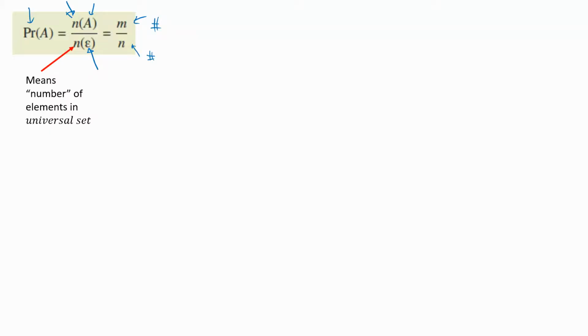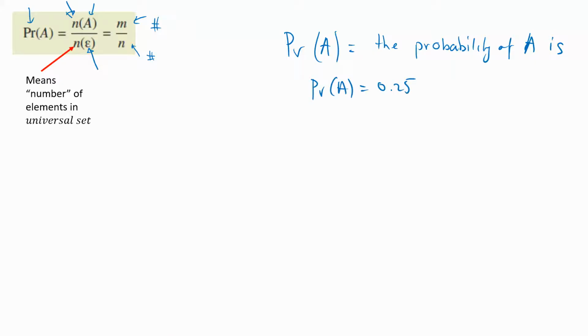Pr is our way of saying probability of A. Sometimes I've seen my Year 11s, from last year and this year, writing the probability like this. And that tells me they haven't yet learnt the notation. When you write Pr of A, it just means the probability of A is. That's what you're really saying. So if I wrote Pr(A) = 0.25, it just means the probability of A is a 25% chance.